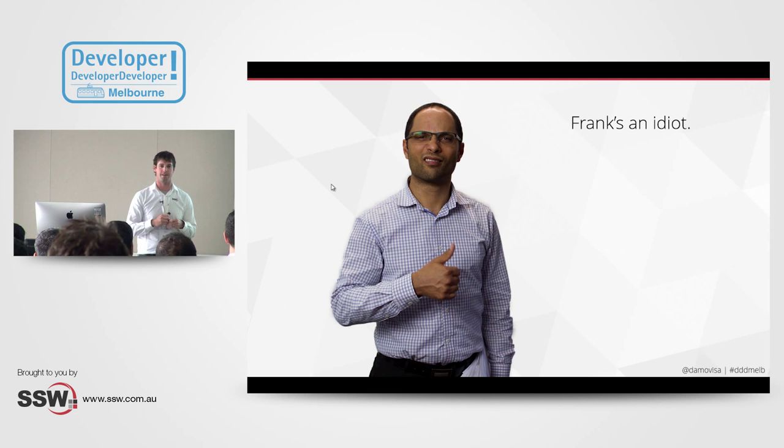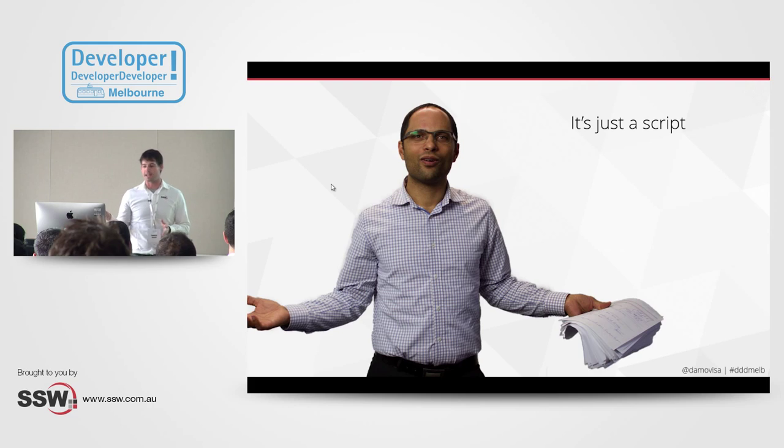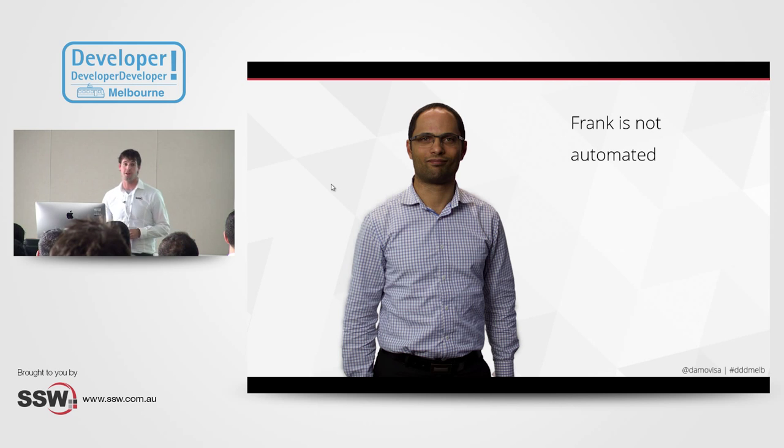So Frank's an idiot. There's nothing in Frank's checklist that can't be automated, right? And Frank's not automated. Frank makes mistakes, and the process makes mistakes. And that means sometimes deployments fail.